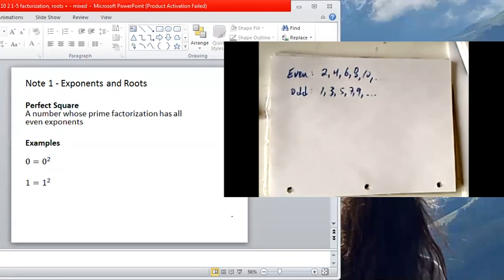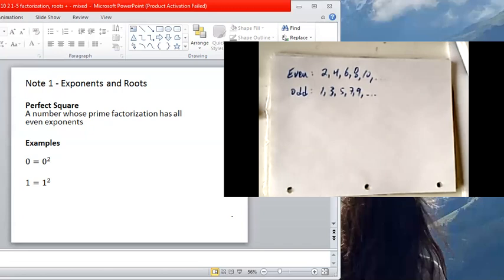0 and 1 are always special. So yes, 0 squared is 0, so that can count as a square number. 1 squared, yes, is 1, so that can count as a square number as well. But as I mentioned, 1, is it prime or not? No, it's not. It's different in a different way from prime numbers. But that's not really the point of this topic right now anyways.